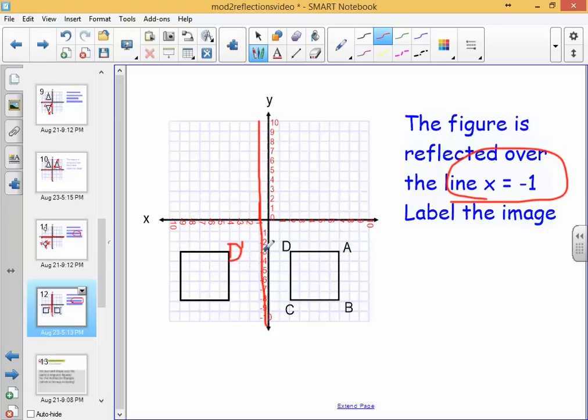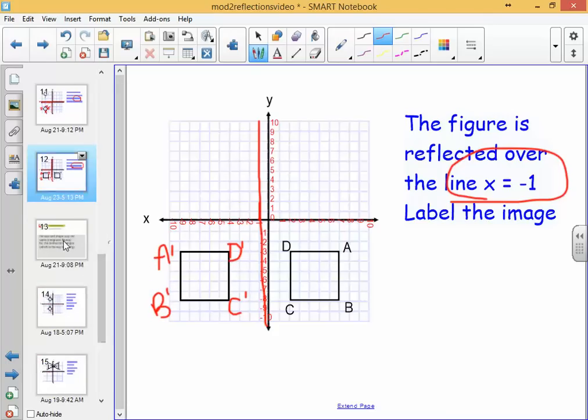A is 8 boxes over, so A prime again would be 8 boxes over. C is from this line 3 boxes over, so 3 more would be C prime. And B is 8 boxes over from this line, so 8 more would be B prime. Again, that's a flip. I'm flipping it over that line, and that's my reflection.